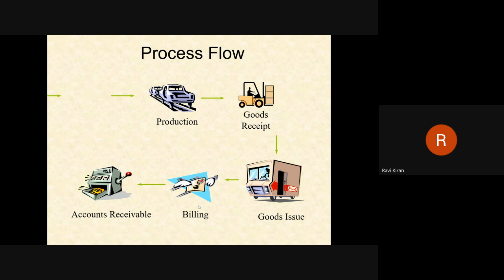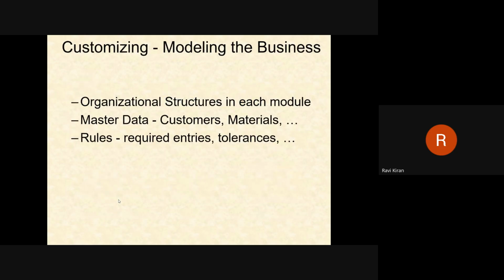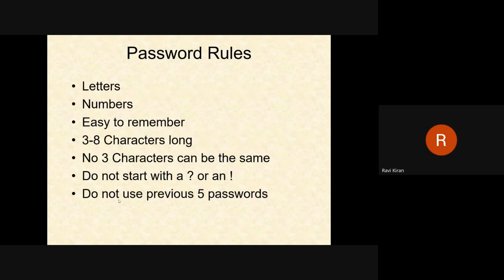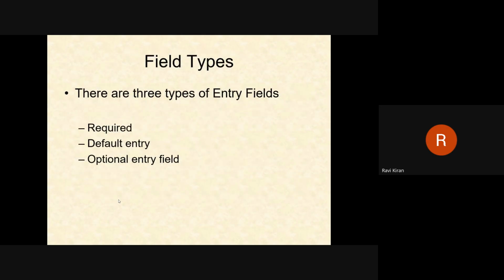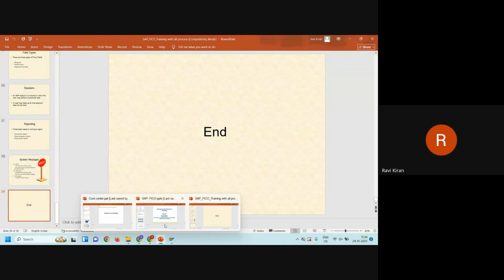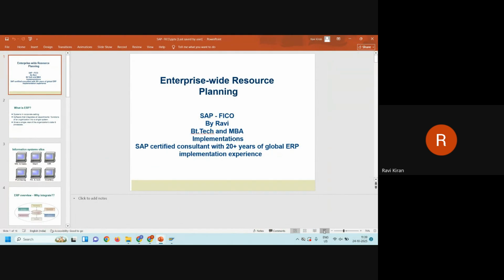So this is more about production. I generally want you to understand what is goods receipt, what is goods issue, what is billing, what is account receivable. We will discuss as we go into the classes. We will map it, we will get into the rules of the password, the language, and what these error messages in the system are. I will be teaching you the end-to-end process of this particular course.